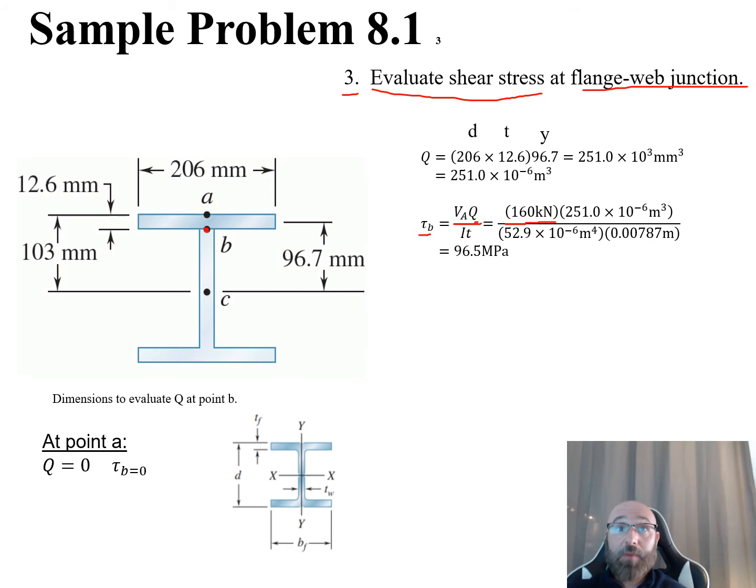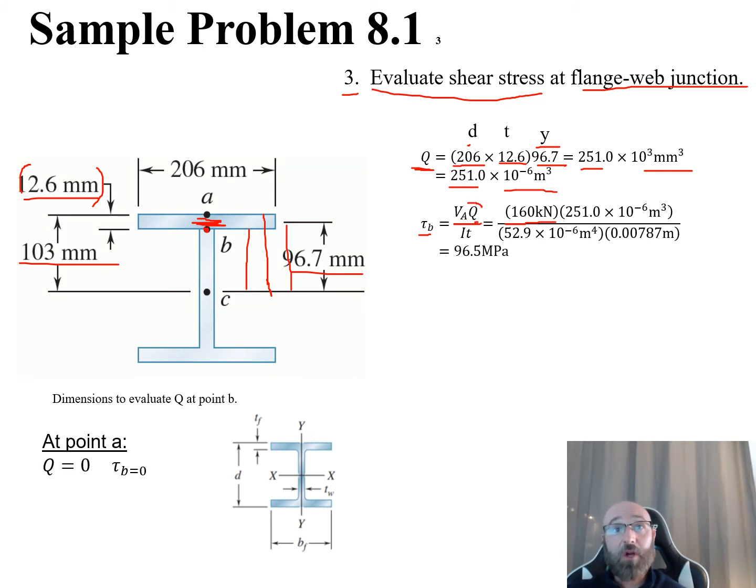Our Q value is based on this relationship that we've seen here before, so we can plug in our known values. This is 206, our D value, our thickness of 12.6 millimeters, and our y value of 96.7. Now pay attention to this. Before, we measured from C to B and from C to A. Notice this right here is going to the middle of this section, which would be 103 minus half of our 12.6, which gives us this value of 96.7 millimeters. Pay attention, this is in millimeters. When we do out our math, this is 251 times 10 to the third millimeters cubed. Convert that to meters, and we end up with 251 times 10 to the -6 meters cubed.